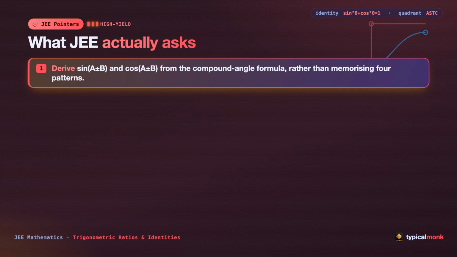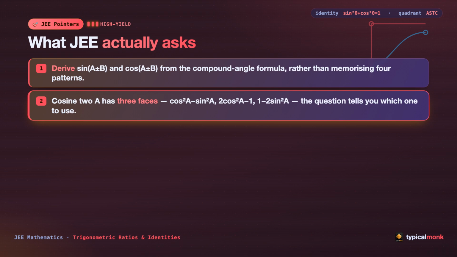Now sit up straight. These 5 lines are what JEE actually asks year after year. 1. Derive the sign pattern of sine of a plus or minus b and cosine of a plus or minus b from the compound angle formula itself, rather than memorizing 4 separate patterns. 2. Cosine 2a has 3 faces: cosine squared a minus sine squared a, twice cosine squared a minus 1, and 1 minus twice sine squared a. The question in front of you tells you which face to use.